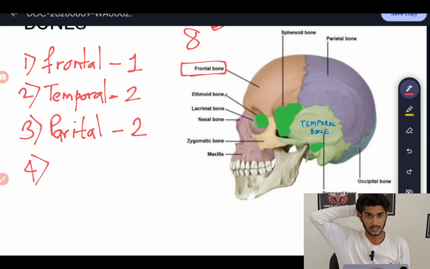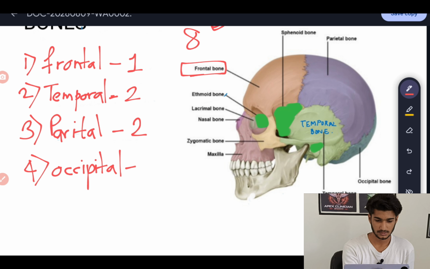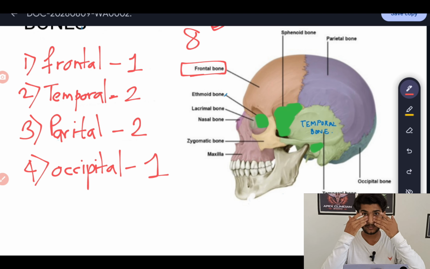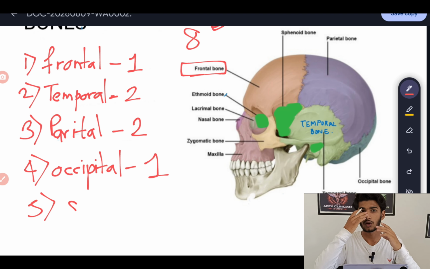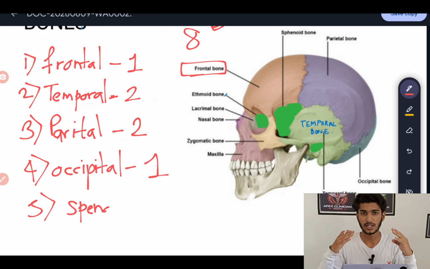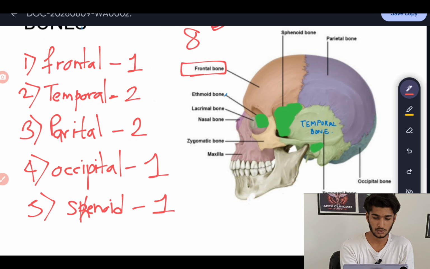So you can appreciate, you can touch it and feel that this is the occipital bone. It is a single bone, so only one bone is present. Then you can see the sphenoid bone. Sphenoid bone is basically present on the inner side from the nose region. You cannot directly see it from outside, but after removing the facial bone, you can appreciate the sphenoid bone. It is also a single bone, so you can write it as one bone.